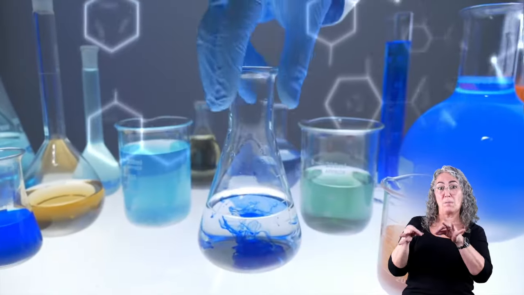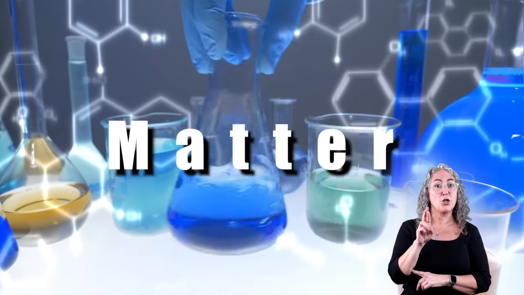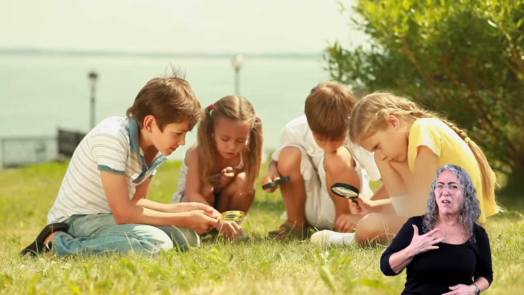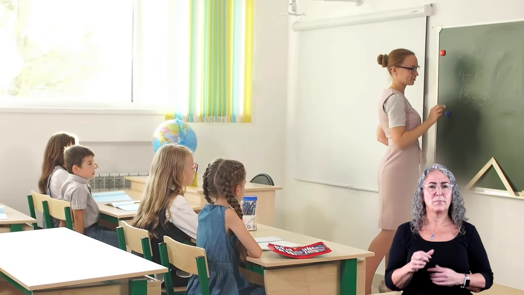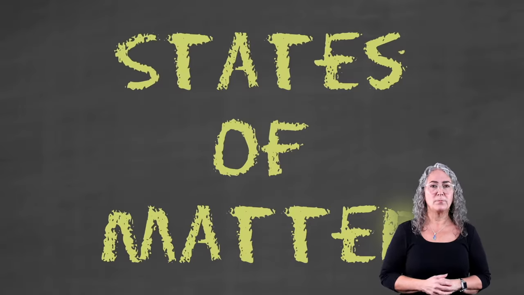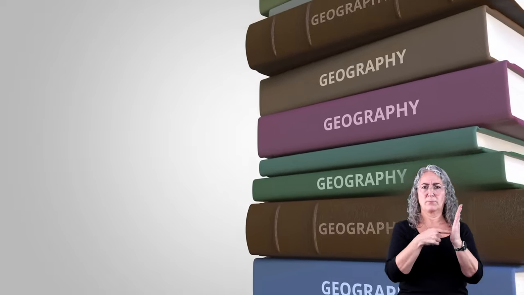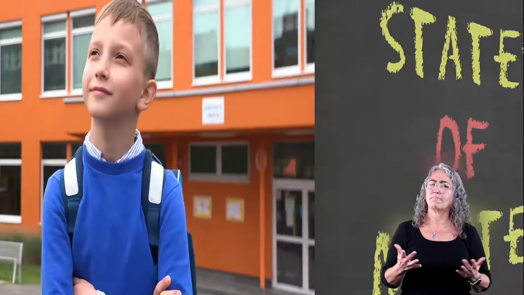We have a word to describe all the stuff in the world that takes up space. Matter. Matter is all around us, whether you can see it, feel it, touch it, smell it, or not. And that's what today's lesson's all about. States of matter. No, not states that matter. That's a geography lesson for another time. States of matter.